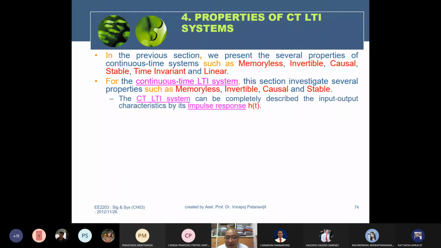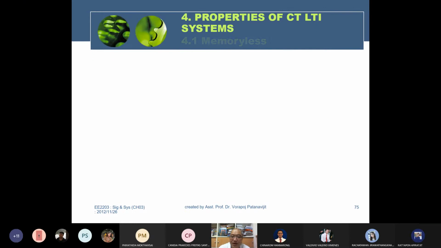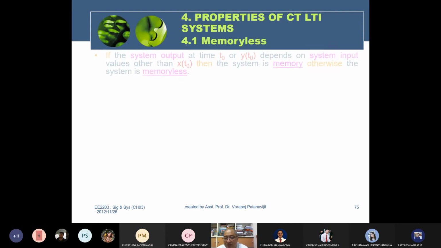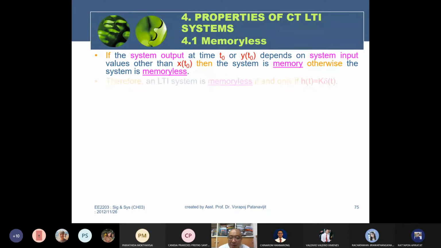And fortunately, the CT-LTI system can be completely described in its input and output characteristic by its impulse response. Therefore, all properties of the CT-LTI system can be determined from its impulse response too. Now we consider the first one, memoryless. If the system output at time t0, y(t0), depends on the system input value other than x(t0), then the system is called memory. Otherwise, the system is called memoryless.